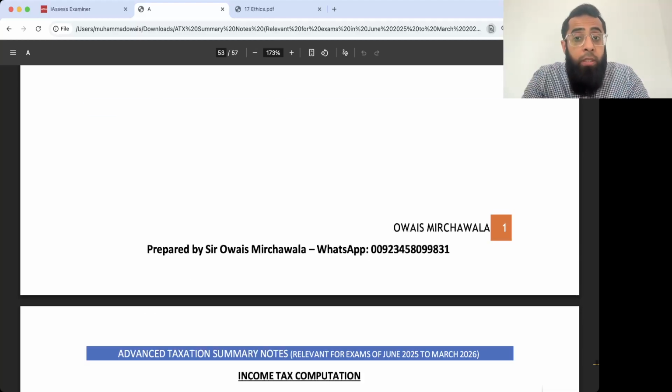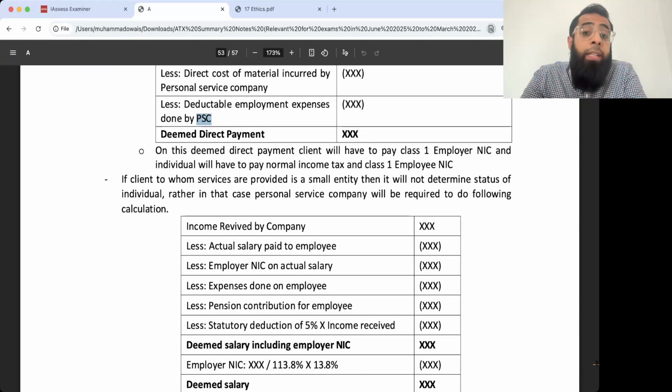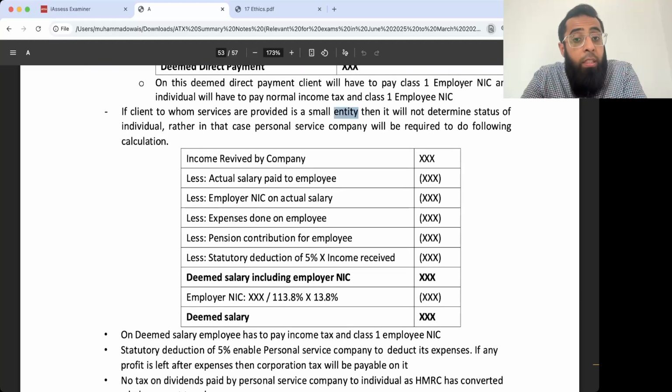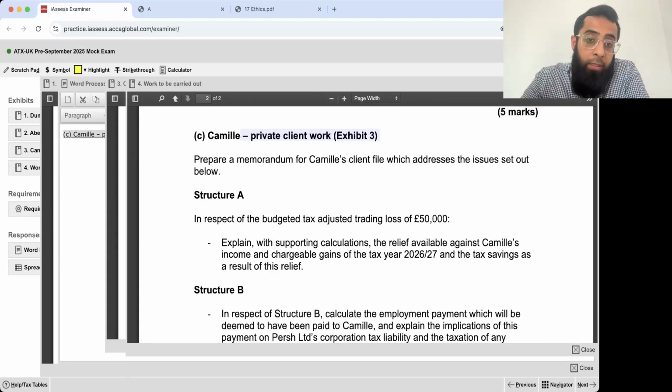Okay, personal service company or IR 35 regulation, where what you do in the situation of a small client is: income received, less actual salary, less employer and employee expenses, pension contribution, and the 5% statutory deduction. If you remember all of these rules of personal service company IR 35 legislation, when we'll be solving it, we'll be going into detail on all of this. Now let's look at what he's asking.